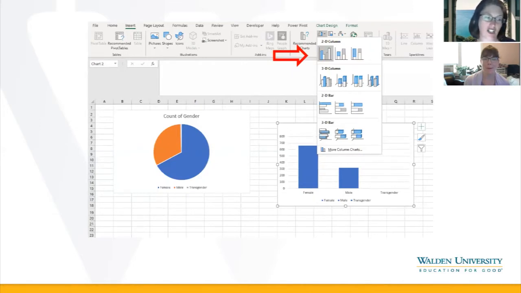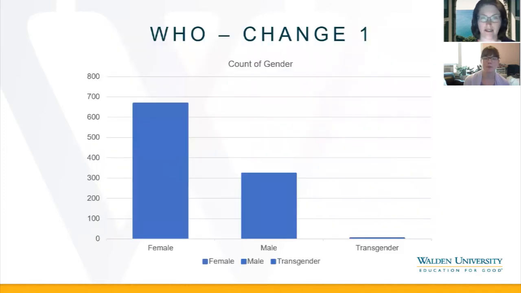We're going to change the chart type to a 2D cluster column, which is up at the top. Once we do that, this is what we get. For starters, it's a whole lot better, but we can keep going.